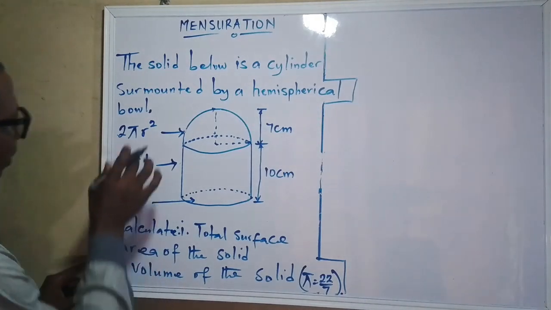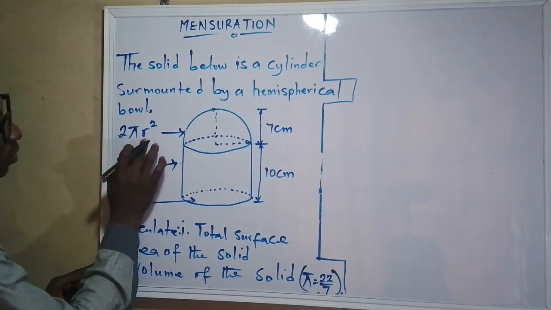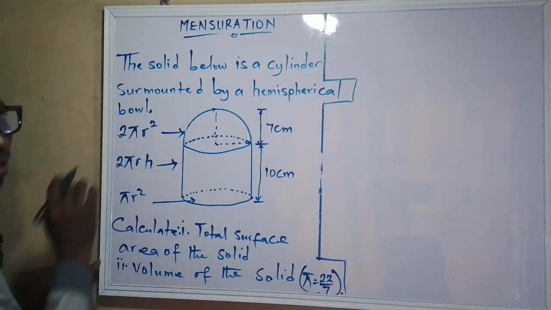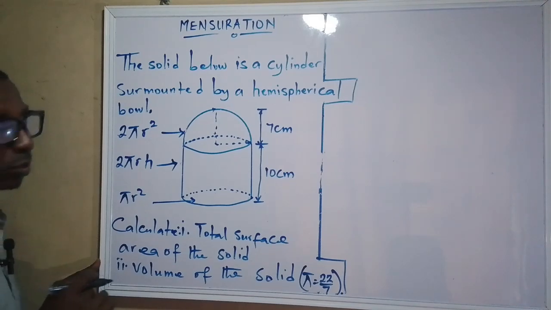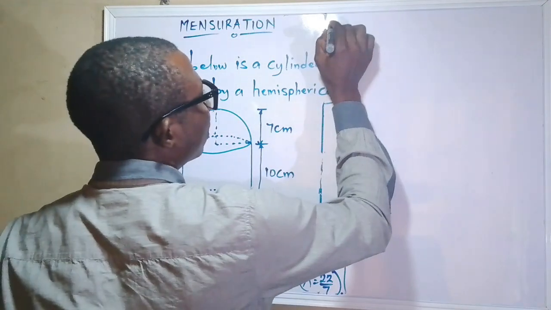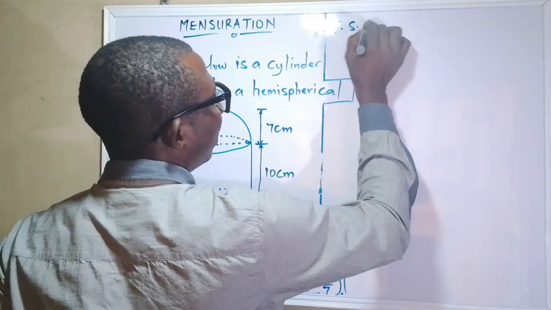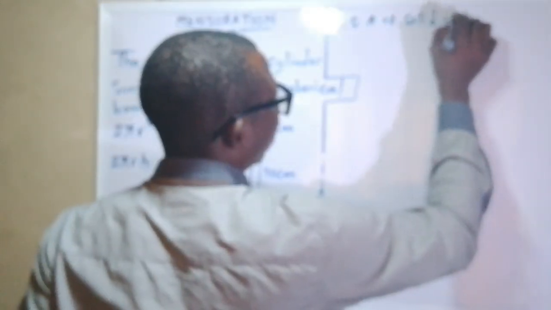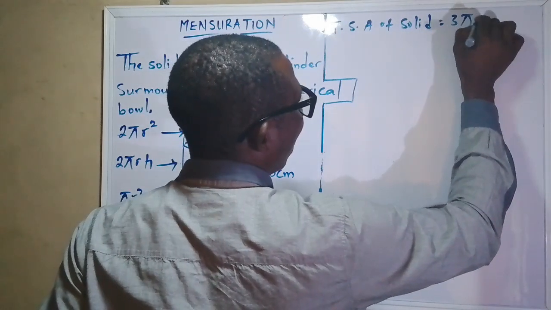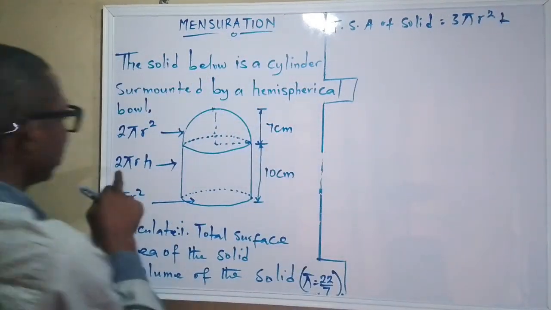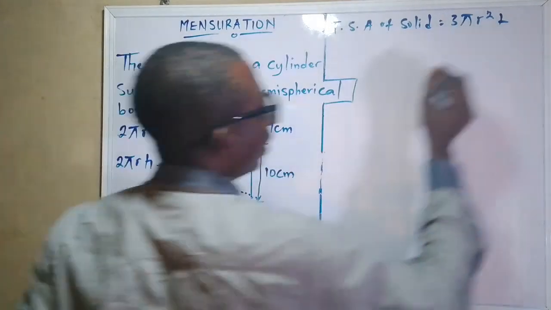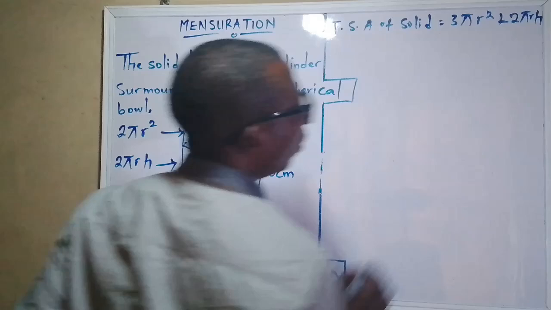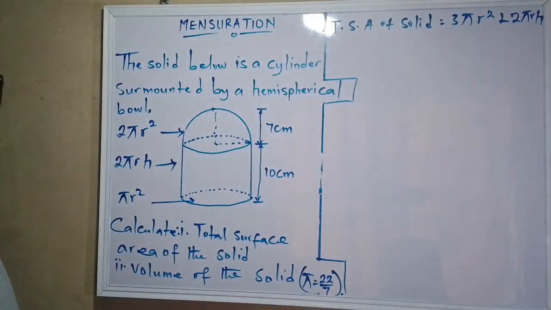When you look at this, you have 2 pi r squared here, and this is 1 pi r squared. When you add these together, you have 3 pi r squared. So I will write: total surface area of solid will be 3 pi r squared plus the curved surface area, that's 2 pi r h. Okay, hope you get that.